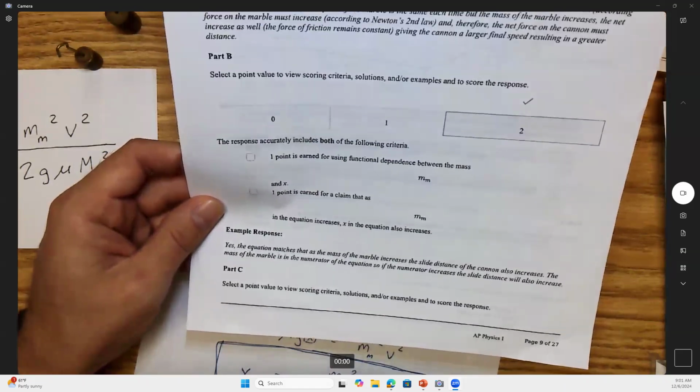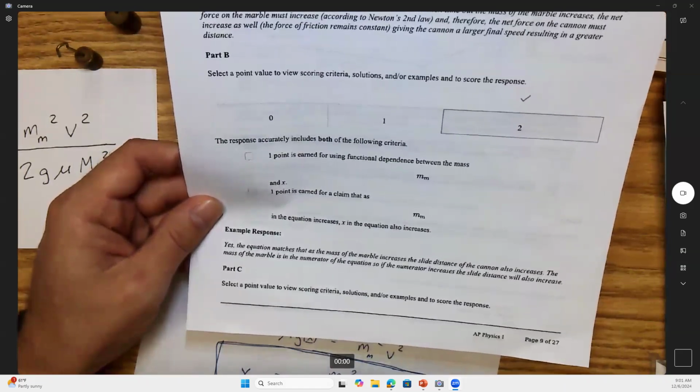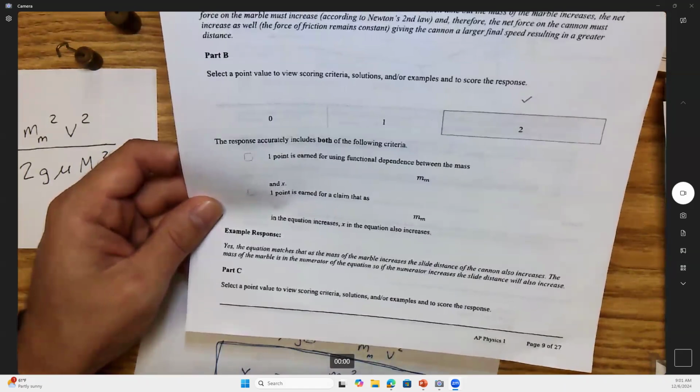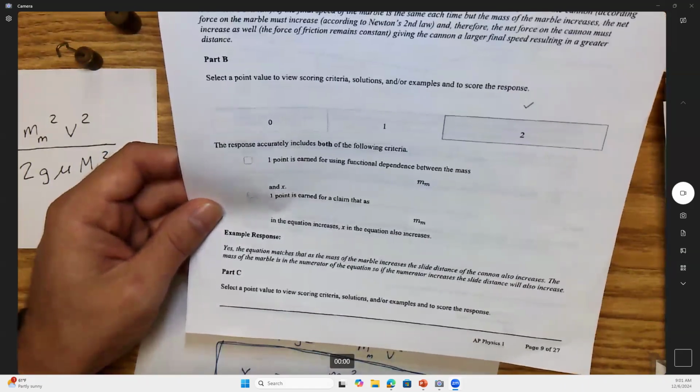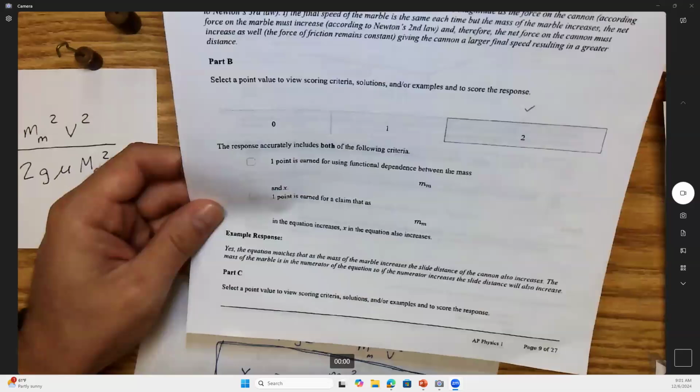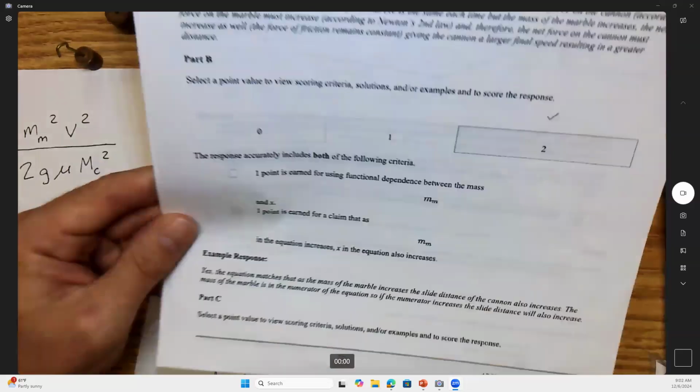Yeah, you could say sliding distance is directly proportional to the square of the mass. They're talking about the numerator, right? Increase the numerator, that increases the overall fraction.